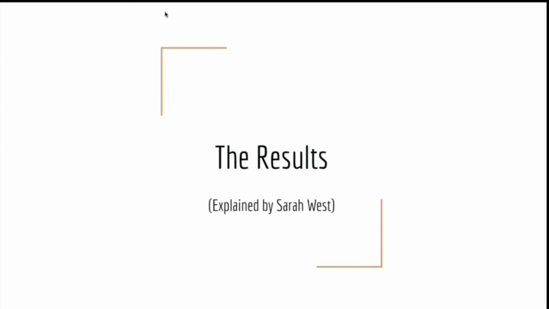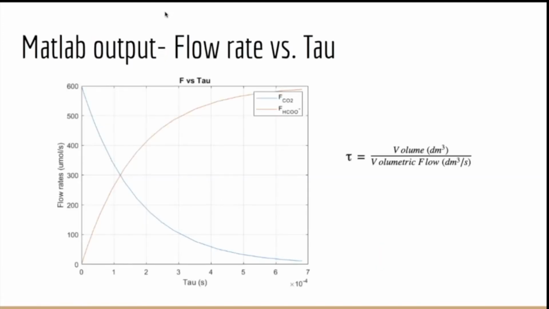So the next few slides are going to show our results, which was the output of the MATLAB. So this first chart is the flow rate versus the space-time tau. And tau is actually the time it takes for the reactants to go across the reactor. And it's expressed in the equation, which is volume over volumetric flow. And this chart actually shows the CO2 flow decreasing with time through the reactor as formate increases with time through the reactor.